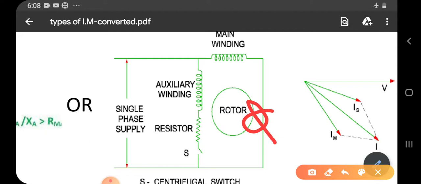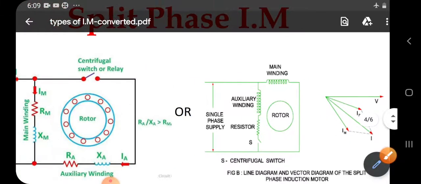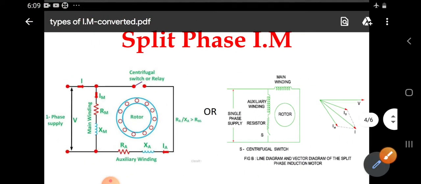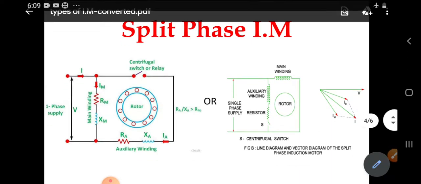So what are the applications of the split phase induction motor? It is used in washing machine, air conditioning fans, mixer, grinder, floor polishers, centrifugal pump, drilling machine, lathe machine. So this is the overall construction and working of the split phase induction motor.